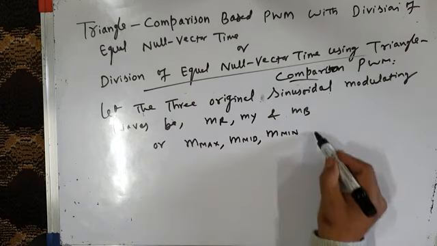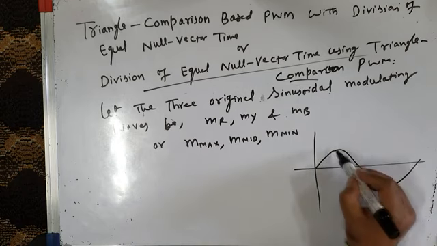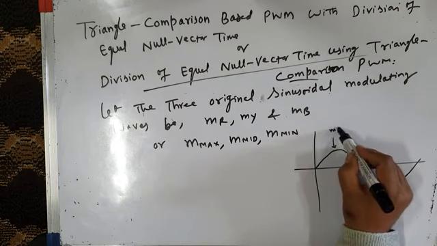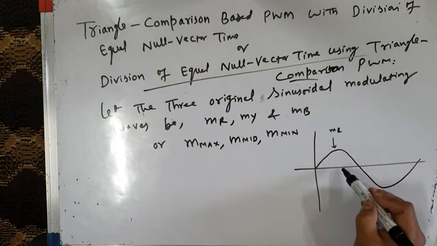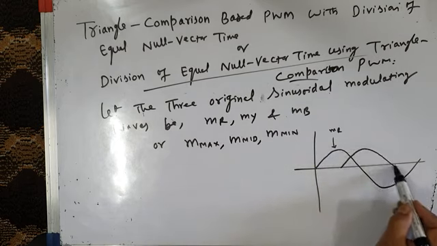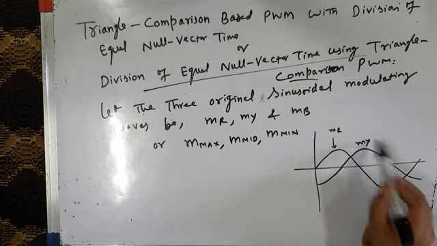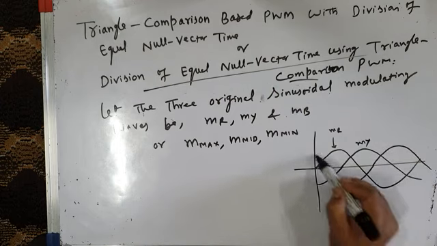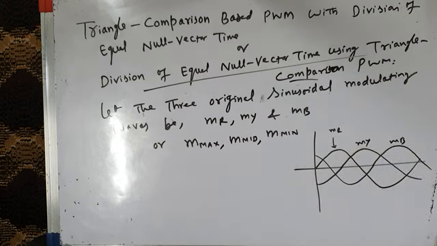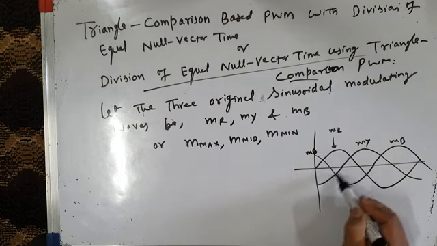You have to understand this. So you can understand it if you draw the modulating waves like this. This is my original sinusoidal modulating wave, MR. This is my original modulating wave for phase leg Y, MY. And this is the original sinusoidal modulating wave for phase leg B, that is MB. At any instant of time, for example, this is MB, this is MR and this is MY.